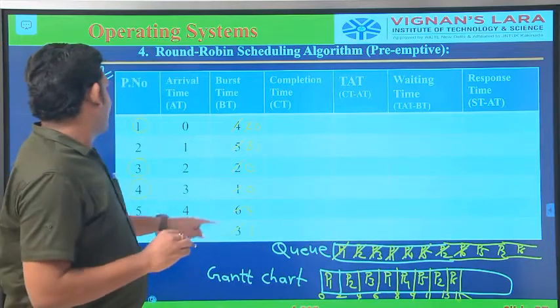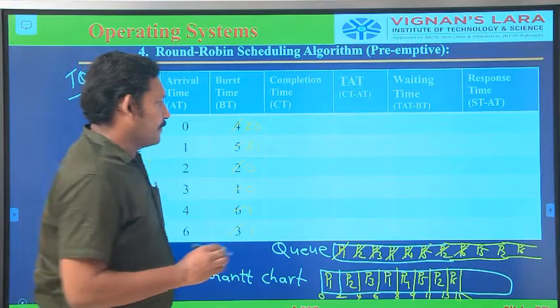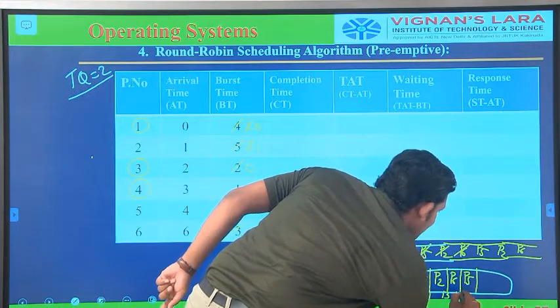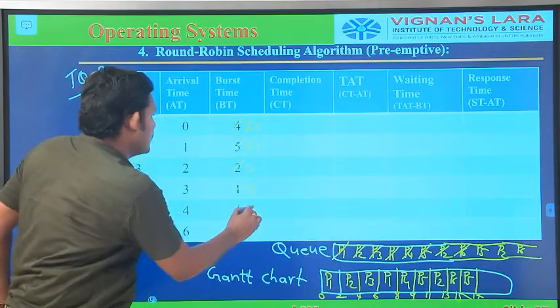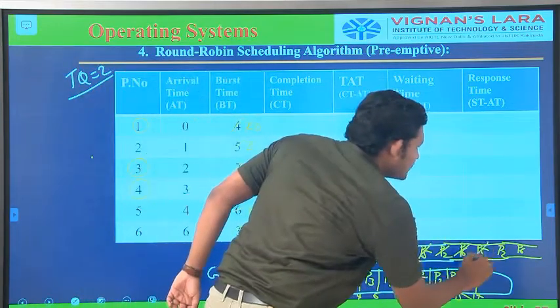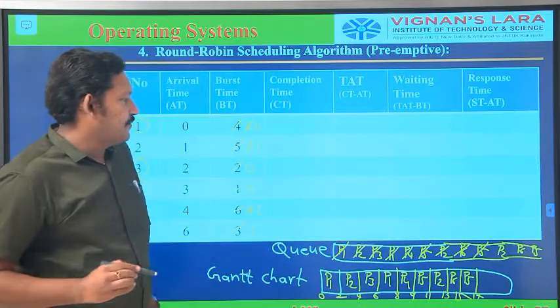Next we have P5. P5 is to be executed for 2 seconds. 15 plus 2, 17. So here it is 2. Okay. So P5 is finished for now and P5 will be added again.